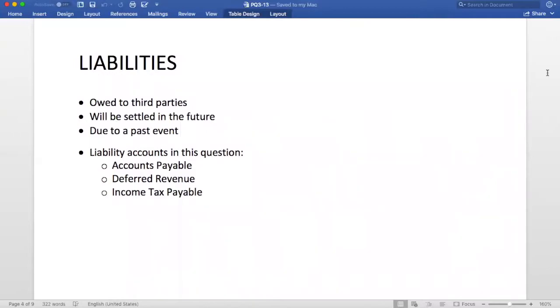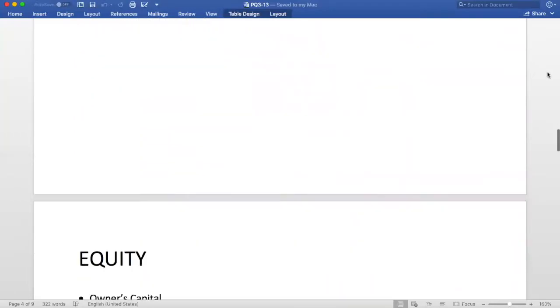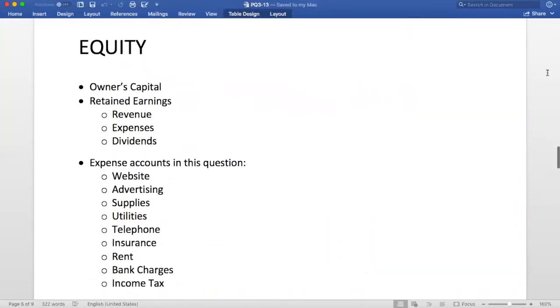Liabilities are owed to third parties, will be settled in the future, and are also due to past events. The liability accounts in this question are accounts payable, deferred revenue, and income tax payable. Equity is made up of owner's capital and retained earnings. Revenue, expenses, and dividends all fall under retained earnings. The expense accounts in this question are website, advertising, supplies, utilities, telephone, insurance, rent, bank charges, and income tax.